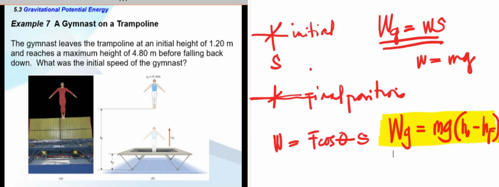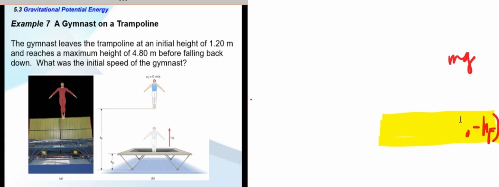Now let us try to solve this example. The gymnast leaves the trampoline at an initial height of 1.20 meters and reaches a maximum height of 4.80 meters before falling back down. What was the initial speed of the gymnast? So let us try to solve this problem.